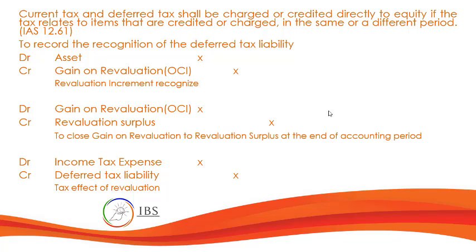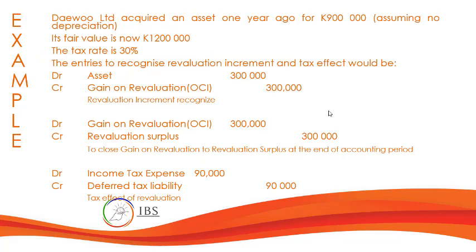Then afterwards, you have to recognize deferred tax liability. So debit income tax expense and then credit deferred tax liability. This is an example of the recognition of revaluation.